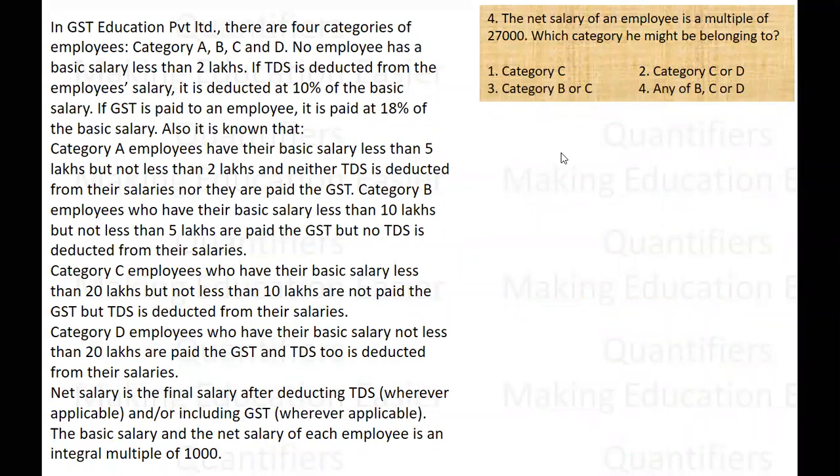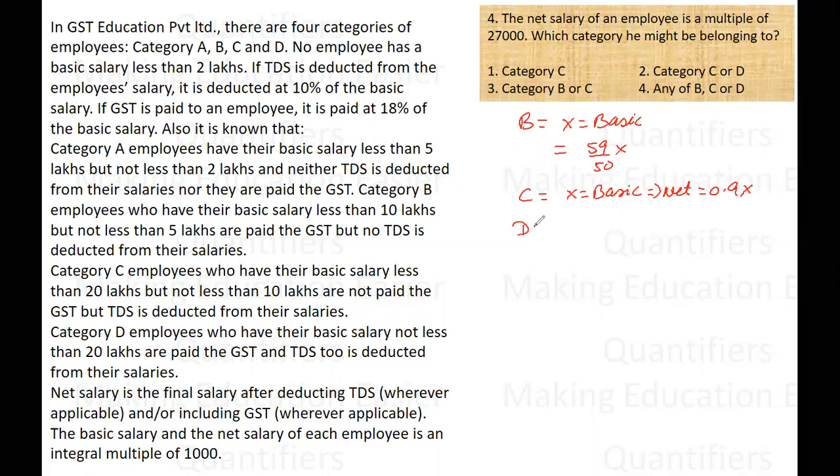Next it says the net salary of an employee is a multiple of 27,000, which category might he be belonging to. Here category A is not given to us. For category B, as we already did in the previous slide, if X is the basic salary, then net is 59 by 50 X. For C, if the basic is X, then net would be 0.9X. And for D, if X is the basic salary, net will be 27 by 25 X. We did these calculations just in the previous slide.